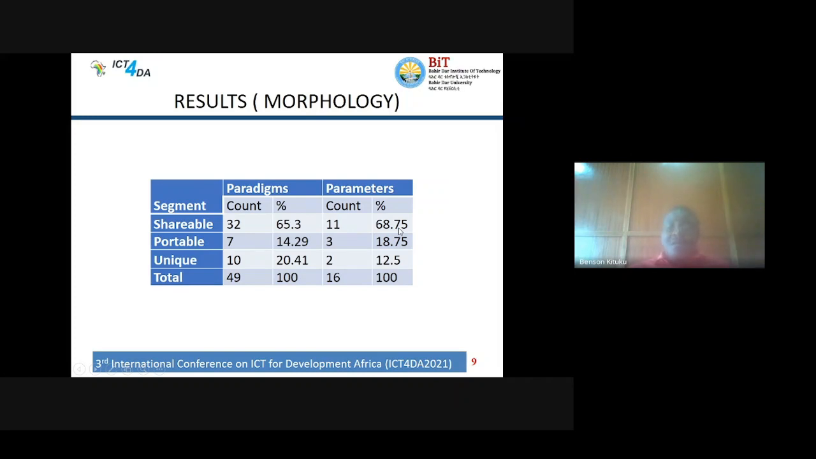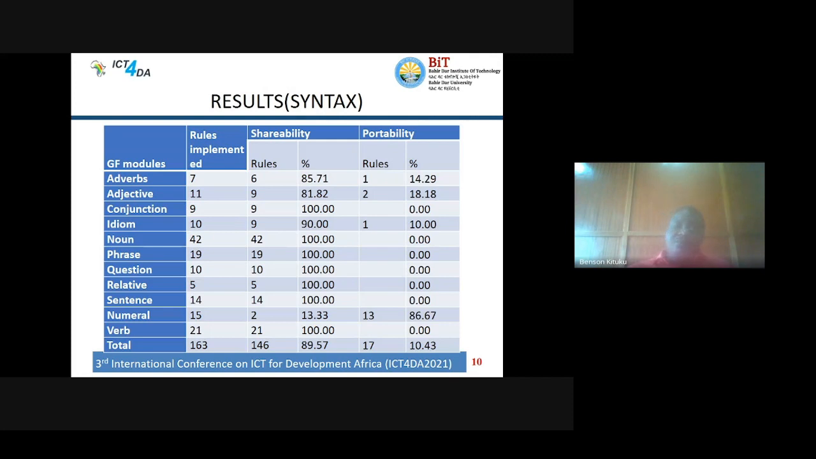already done in parameters. In terms of syntax, we counted the rules in terms of the GF modules, and we implemented 163 rules, and 146 rules were shared, while 17 rules were ported. In this case, there were no unique.